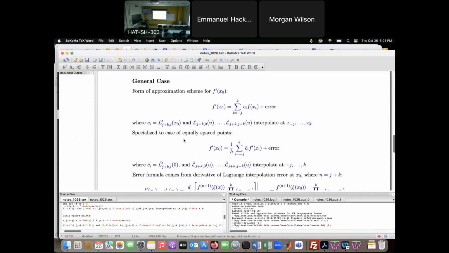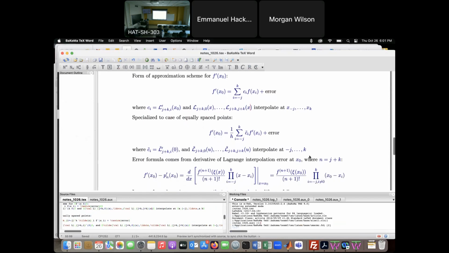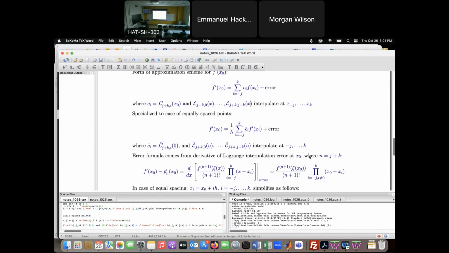okay, so these Lagrange polynomials are functions of x. Interpolate at the x values for the equally spaced case. These Lagrange polynomials with the tildes interpolate at the indices.